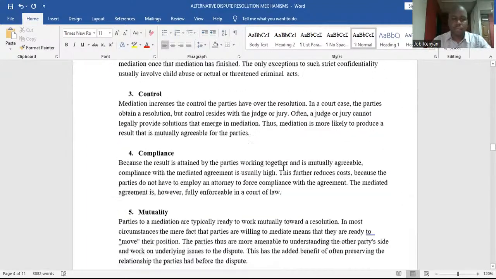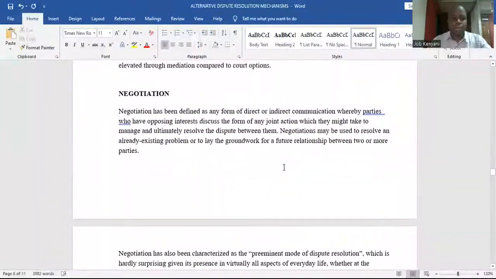We have, for example, negotiation. Negotiation is whereby the parties just agree to meet, negotiate over any kind of dispute and try to resolve it. They don't involve another person. It has been defined as any form of direct or indirect communication whereby parties who have opposing interests discuss the form of any joint action which they might take to manage and ultimately resolve the dispute between themselves. So here there is no third party involved.